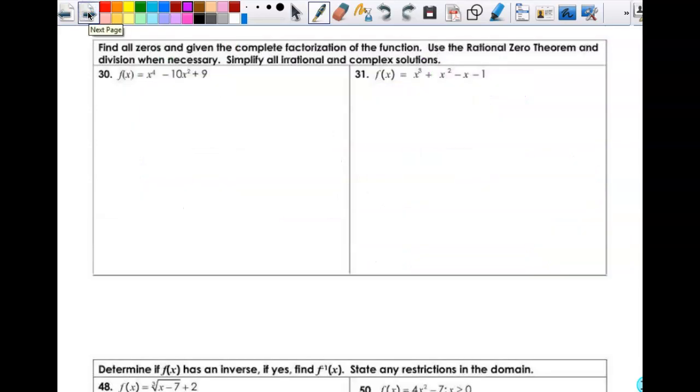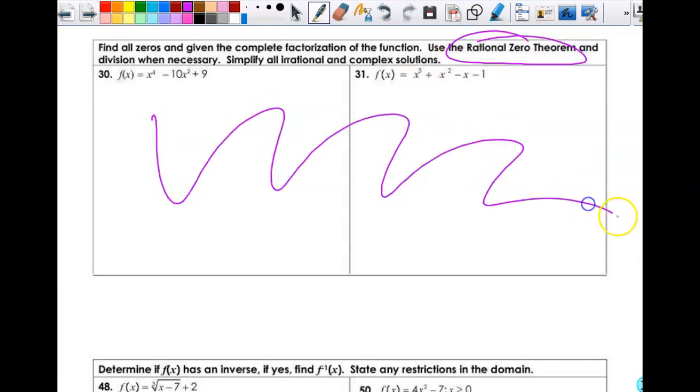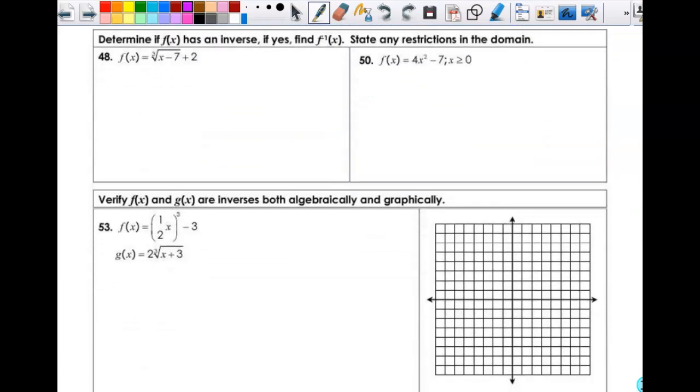Well, let's look at page 3. So on page 3, I told you this, I intended to delete this. We have not talked about the rational zero theorem yet, so you can factor these and find the zeros, and that's really not bad practice. But we're just not doing that right now. Okay, so let's jump to 48.